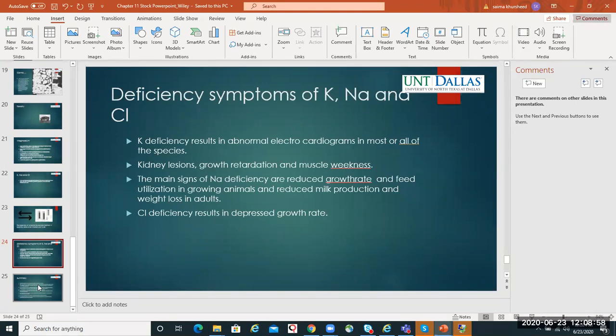The main signs of sodium deficiency are a reduced growth rate and reduced feed utilization in growing animals, and sometimes reduced milk production and weight loss in adults. Chlorine deficiency results in depressed growth rate. That seems to be the major sign of chlorine deficiency. Low dietary chlorine results in a decline in urinary chlorine concentration to near zero, and sometimes the chlorine concentration of skin, muscle, liver, kidney, brain, and other tissues is also reduced.